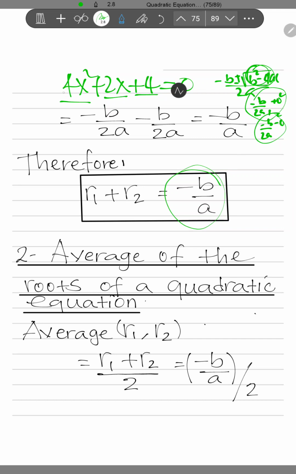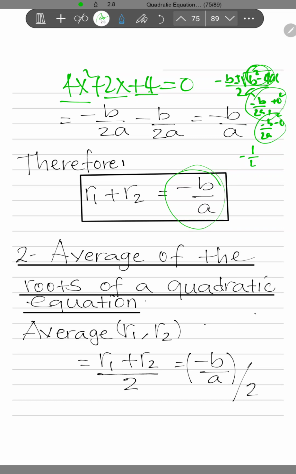So 4x squared plus 2x plus 4 is equal to 0. A is 4, b is 2, c is 4. So the sum of the roots of this quadratic equation, we don't need to solve and find out what they are, is minus b over a, which is minus 2 over 4, which is minus half. That's it. So the sum of the roots of this quadratic equation is minus half, minus 1 over 2.